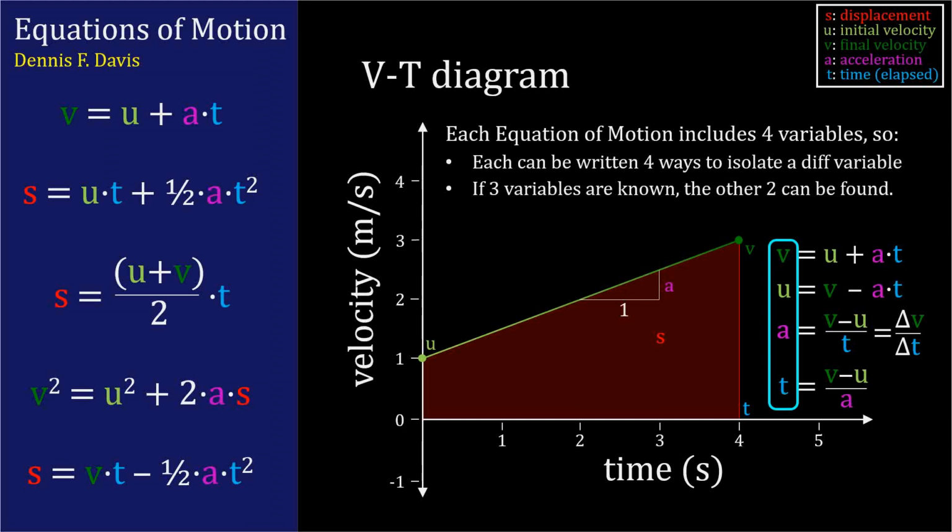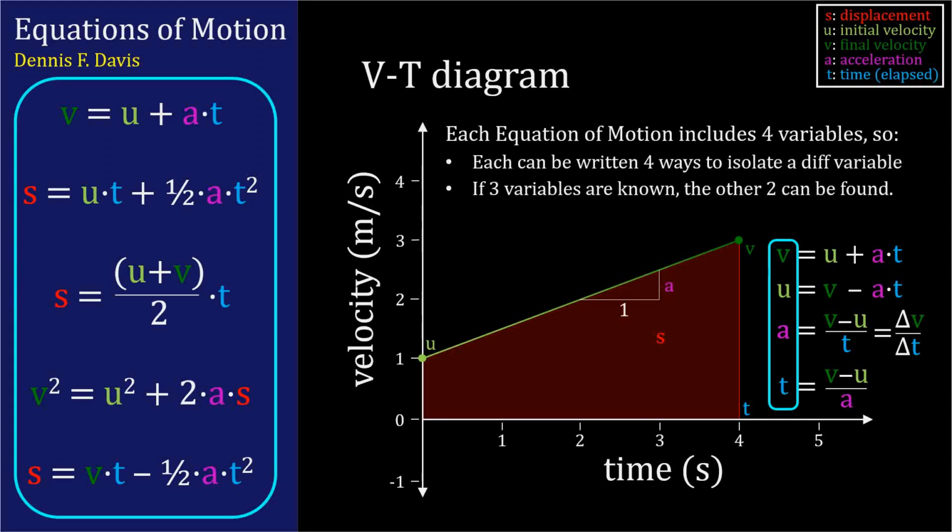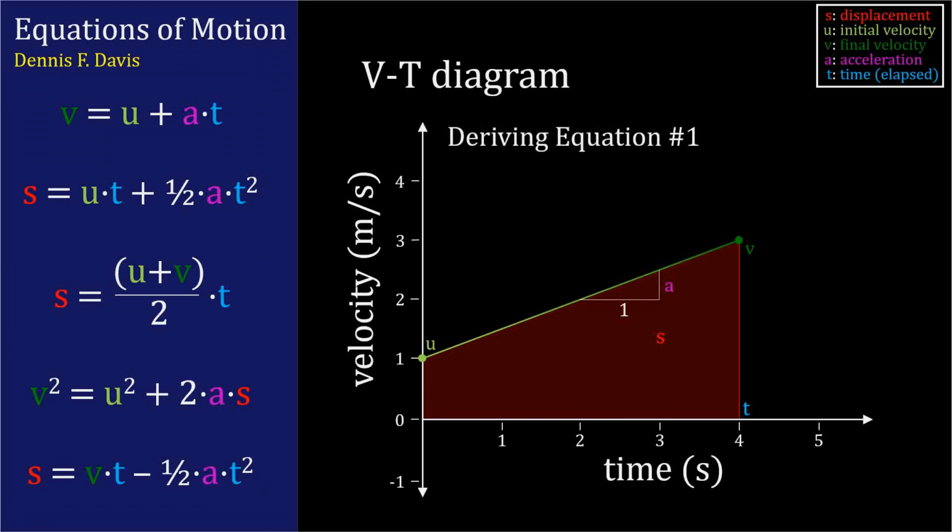If you know 3 variables, you can get the 4th by isolating the unknown variable and plugging in the values you know. The forms in the left panel are the most common way the equations are referenced, and the ones you'll most likely encounter in textbooks or other videos. I'll derive equation number 1 two ways. First, based on the definition of acceleration, then using the VT diagram.